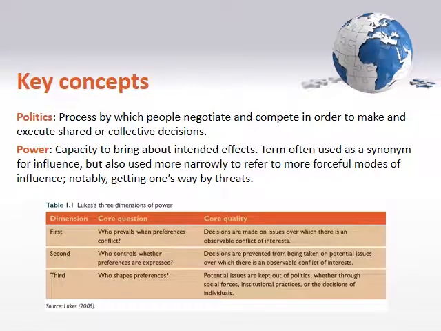The term politics gets thrown around a lot, to the point where it kind of loses meaning. So for the sake of the methodical study of political science, politics is the process by which people negotiate and compete in order to make and execute shared or collective decisions. Power is the capacity to bring about intended effects. So we often use this term as a synonym for influence, but it really can also be used more narrowly to talk about how an individual or an organization or a country gets one's way. How do they produce the intended effects?